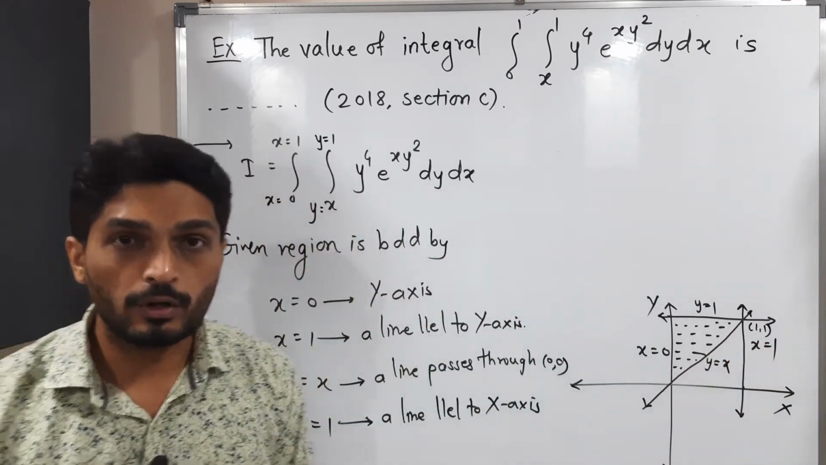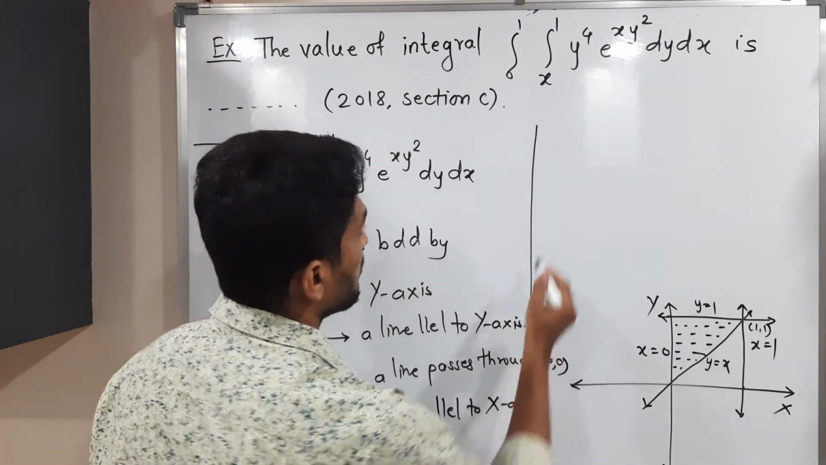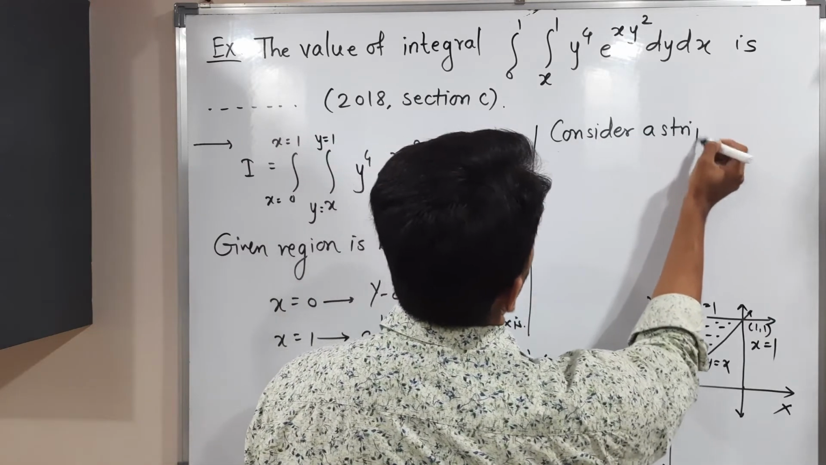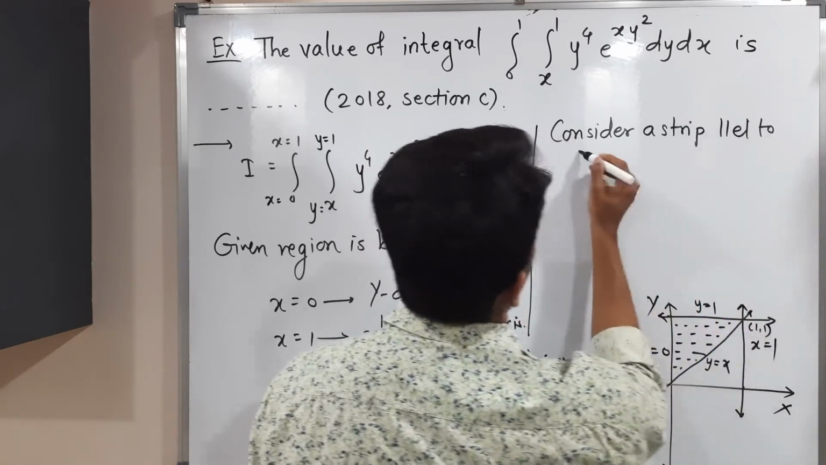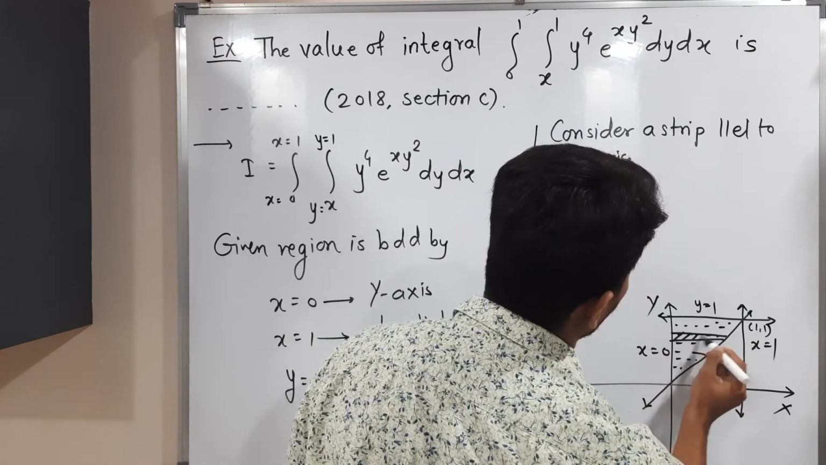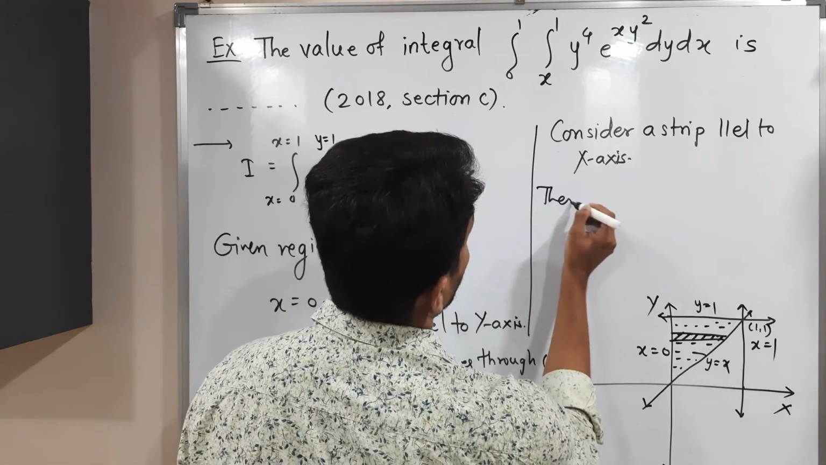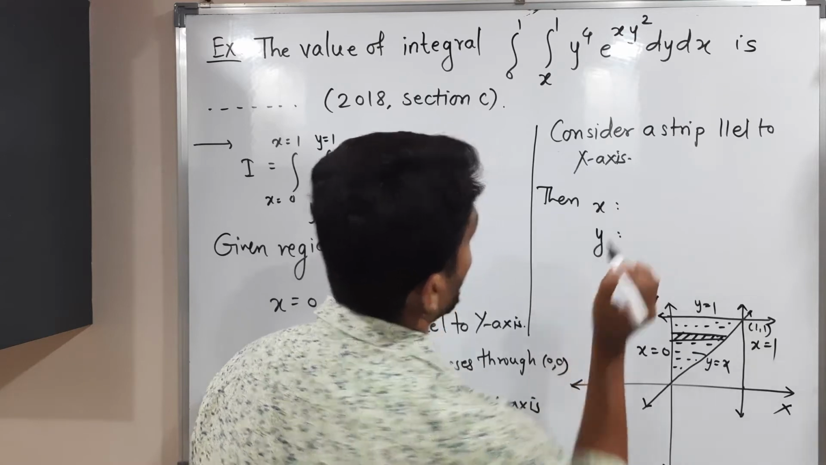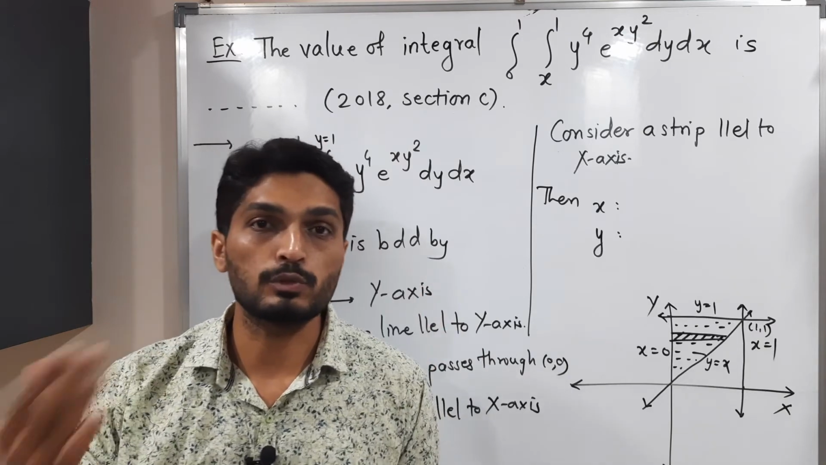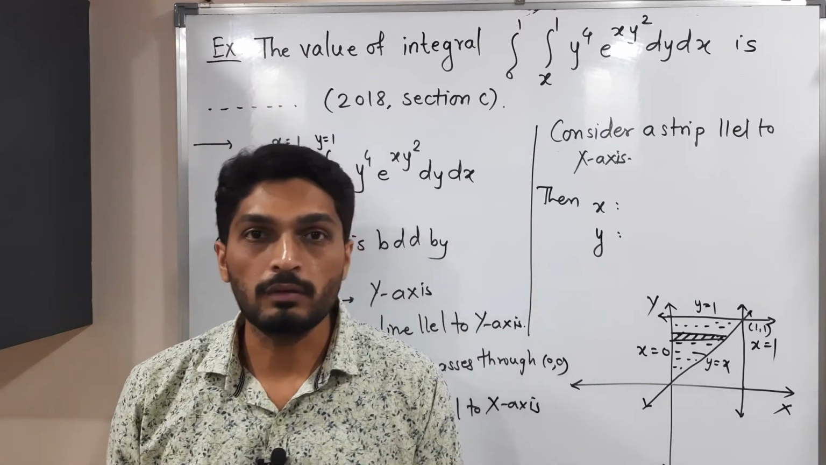So we have to change the order of integration. That's why we consider a strip parallel to the x-axis. So I will draw a strip here which is parallel to the x-axis. After that, I will find the limits of x, then y. Now our strip is parallel to the x-axis, so we will write the limits of x first, then the limits of y. What is our funda? Bounded below, bounded above, and bottom to top. In this way, we have to find the limits.